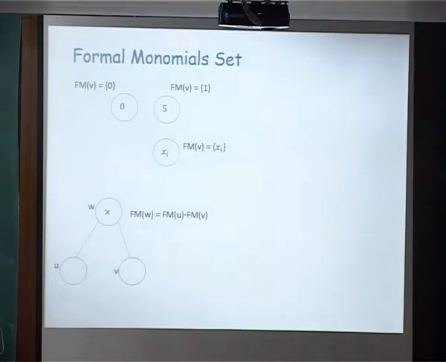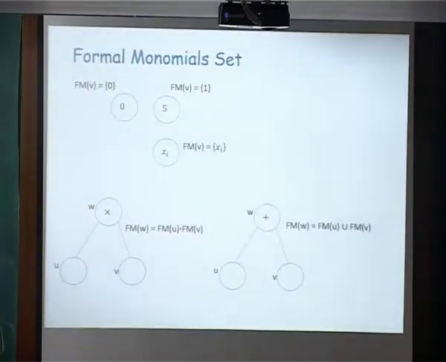And now you do this inductively, just like we defined the formal degree of a circuit inductively. If you have a times gate, you multiply the sets of monomials corresponding to its children. This multiplication is element by element, so it's the product of all monomials in this set times everything in that set. That's the set of monomials. And similarly, if you have a plus gate, just take the union of the two sets corresponding to the children.